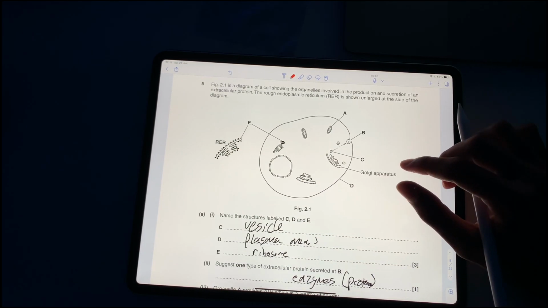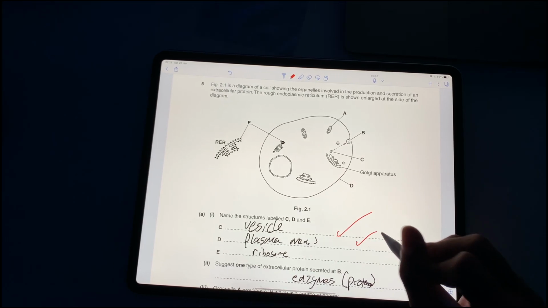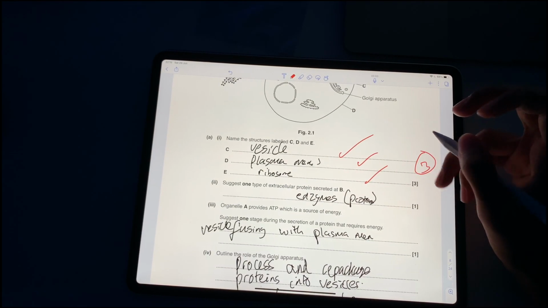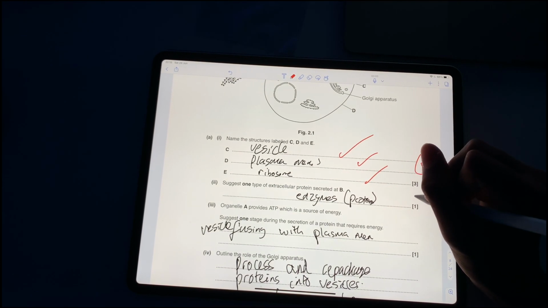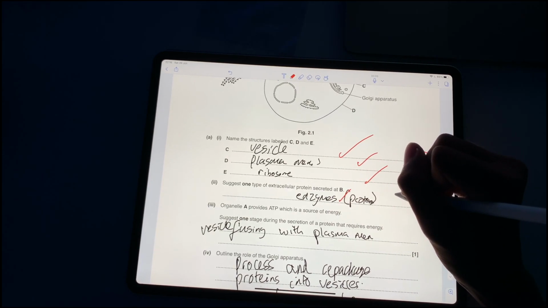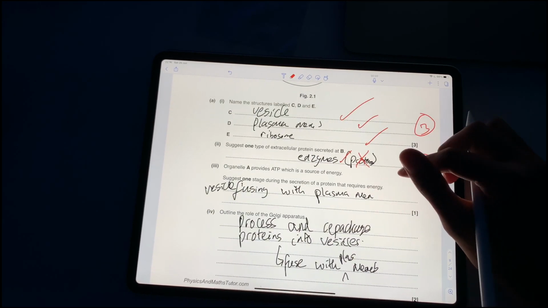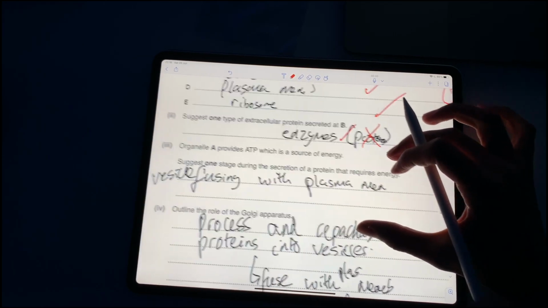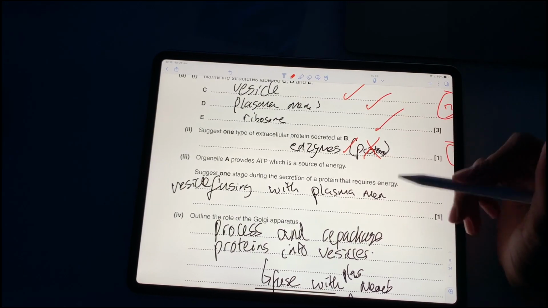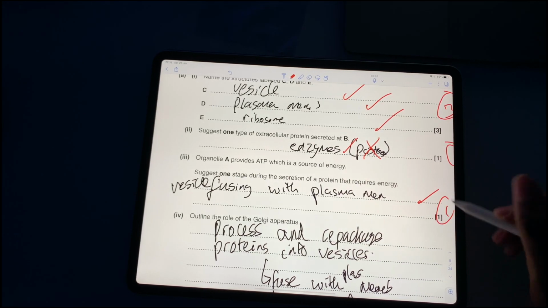Okay, C is the vesicle, correct. Plasma membrane and ribosome, 3. Yay. Enzymes. Accept enzymes, but it doesn't come up with protease. So let's just give myself a mark because I said enzymes. So that's 1 stage during transport vesicles to plasma, or fusing vesicle to membrane, fusing with plasma membrane. I think that's a mark there.